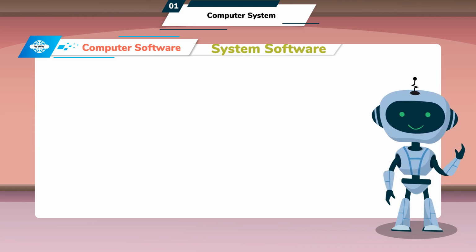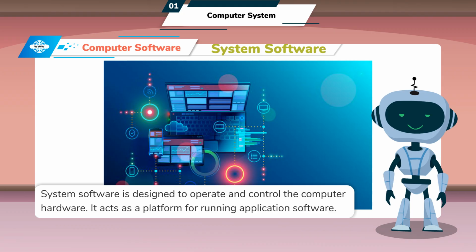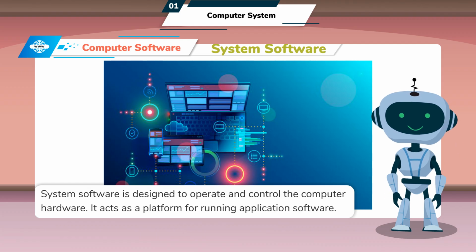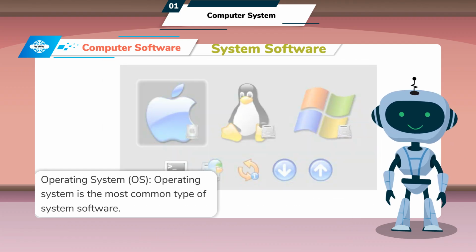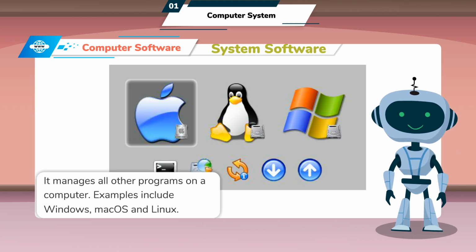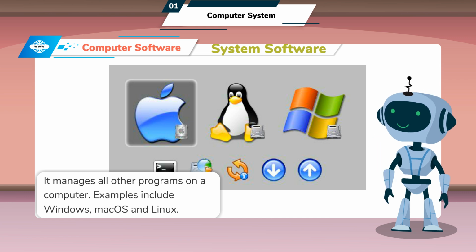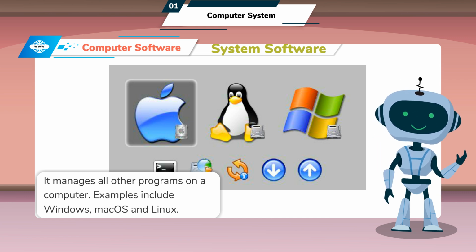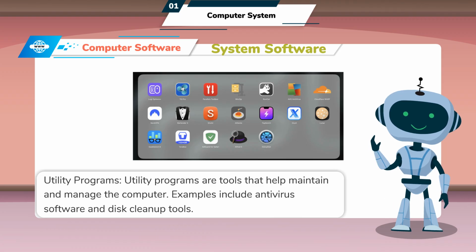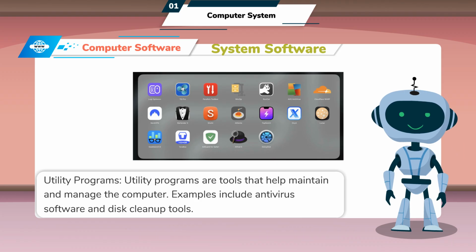System software. System software is designed to operate and control the computer hardware. It acts as a platform for running application software. Operating system, OS. Operating system is the most common type of system software. It manages all other programs on a computer. Examples include Windows, Mac OS, and Linux. Utility programs. Utility programs are tools that help maintain and manage the computer. Examples include antivirus software and disk cleanup tools.